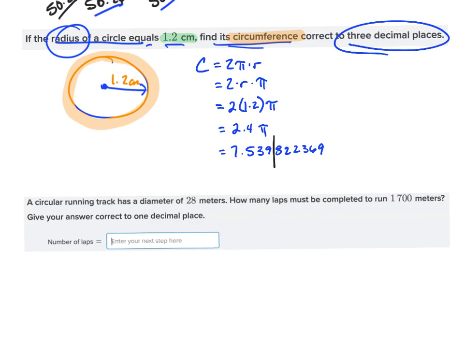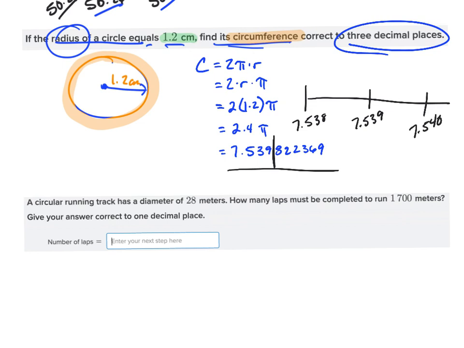So that means we're going to come over here. And again, our question is, where is this closest to? We're going to have 3 numbers that we're going to consider: 7.538, 7.539, and 7.540. So notice we're talking about 538 one-thousandths, 539 one-thousandths, or 540 one-thousandths.